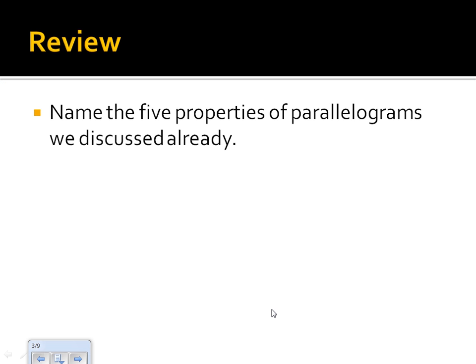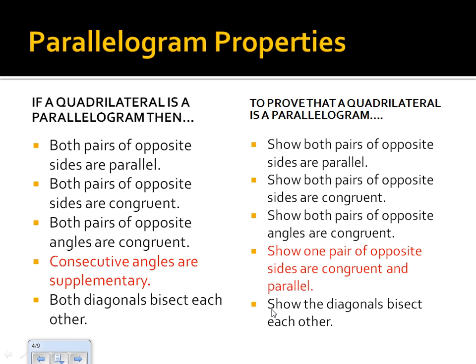Okay. So name the 5 properties. We actually just did that, so we don't need to worry about that right now. Here are your properties written out. So if you see the list on the left, that's all the things we just talked about, right? If you see the list on the right, this is how we can prove, if I'm giving you a shape, whether or not it's a parallelogram. Okay? Notice that they're almost the exact same as each other.